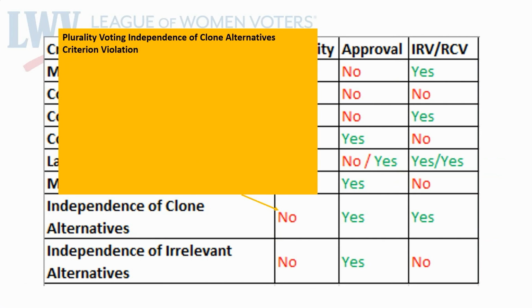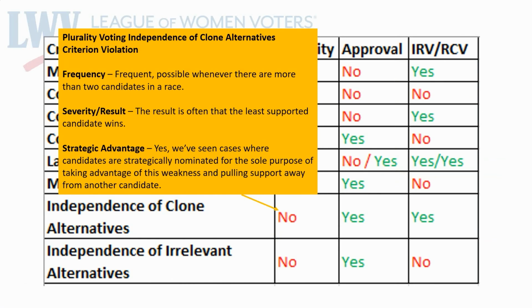Now let's take a look at the independence of clone alternatives violations, plurality voting. Since we are all familiar with plurality voting, this one is a little easier for us to recognize. The spoiler effect is a concrete example of a violation of the independence of clone alternatives. It occurs frequently in plurality elections, and the result of its occurrence is often that the least preferred candidate wins an election. This violation is one that lends itself to strategic advantage, as groups have been known to strategically nominate candidates in order to pull support away from similar candidates.